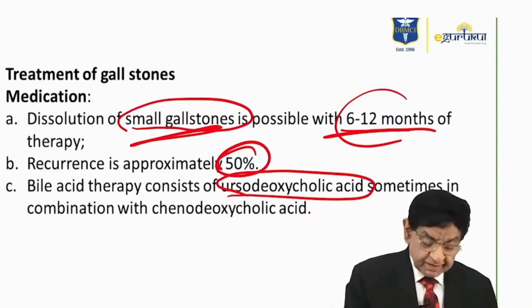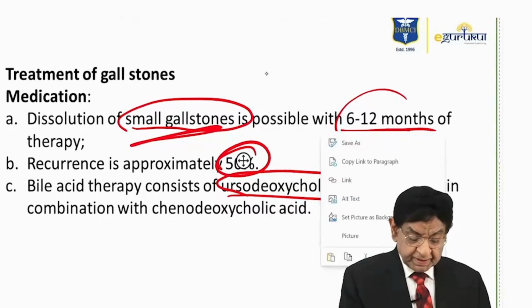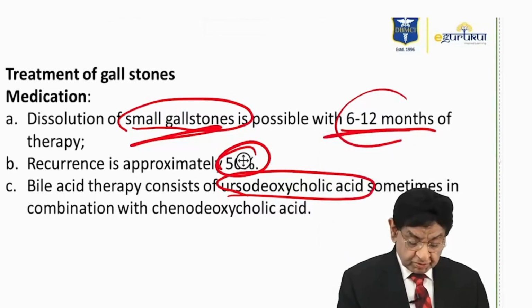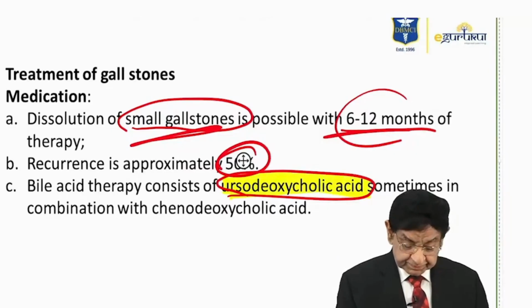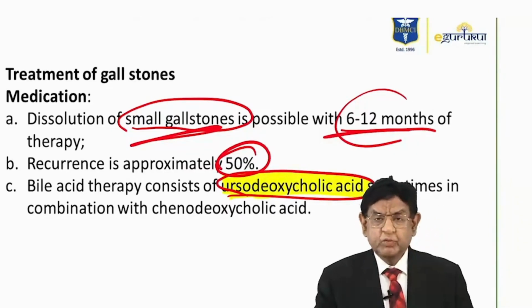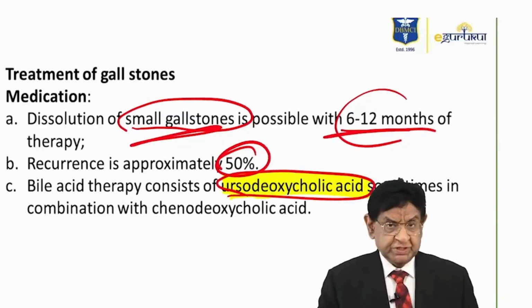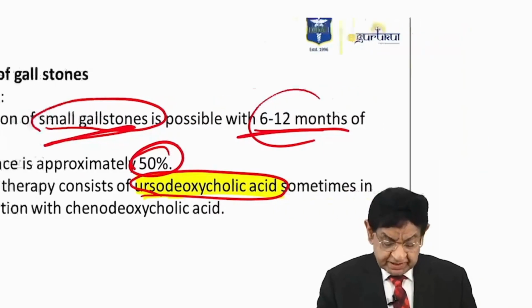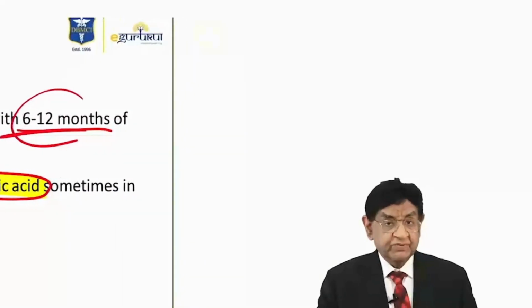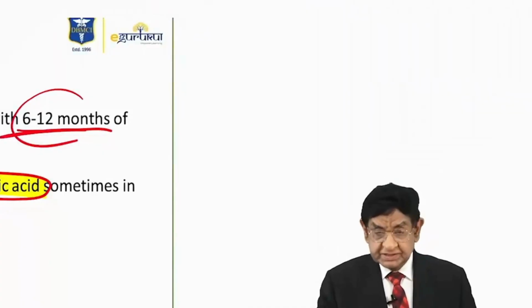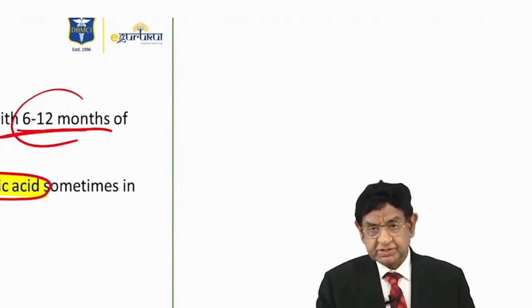So the only keyword you have to remember is ursodeoxycholic acid. Well, I have a question only for the students. Tell me in which other disease we have used this ursodeoxycholic acid. Quickly write down the answer in your copy. In which other disease have we used ursodeoxycholic acid?